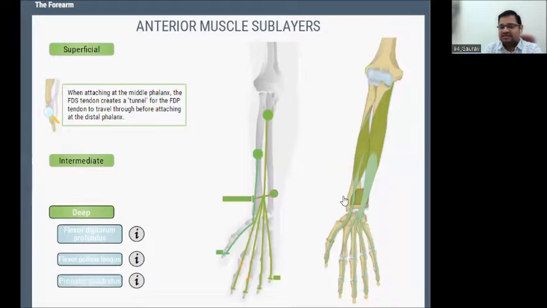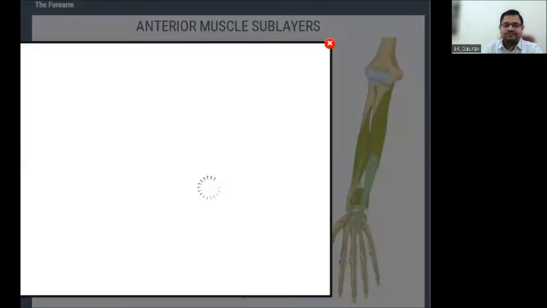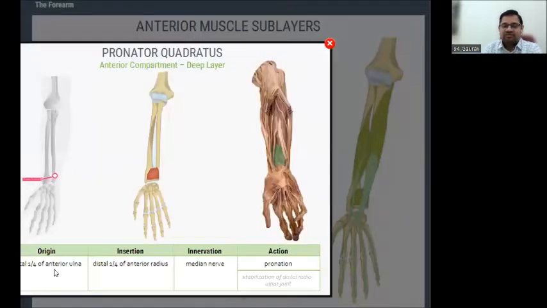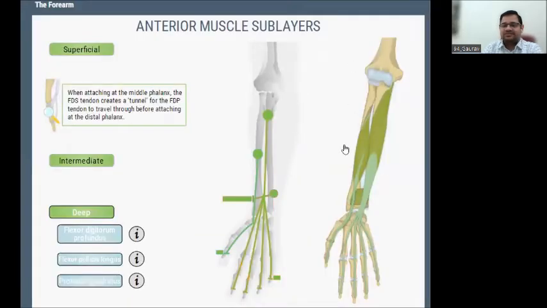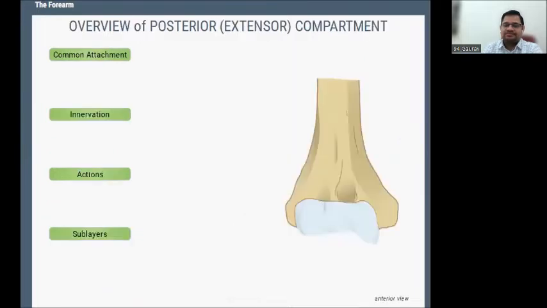The last one is pronator quadratus. It is a small, rectangular muscle, and you can see it here. Origin will be the distal 1/4 of the anterior ulna. Insertion will be on the anterior radius. Nerve will be median nerve and action will be pronation. So supination and pronation actually are going to be done by pronator teres and this pronator quadratus only. So this is the detail about the muscles of the anterior compartment of the forearm.